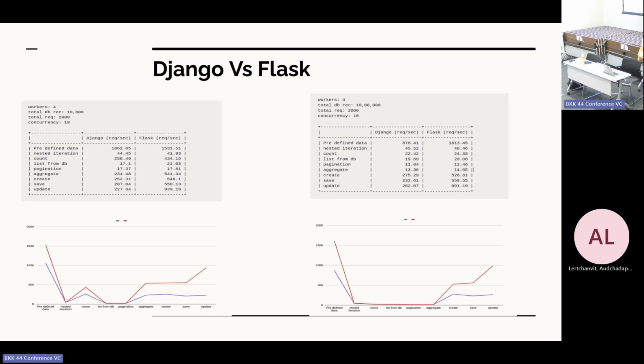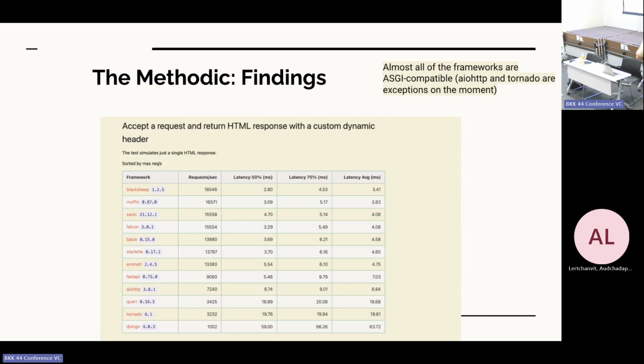When we look at the Django performance table, we can just remember that Flask is within this range. So I found a website called Methodic, which does these tests. We can find a lot of results with a lot of tests. They did have a note that almost all of these frameworks are ASGI compatible. AIOHTTP and Tornado are exceptions at the moment. I'm not sure about that, because they have it listed. Maybe they just didn't run it. The first test is accepting a request and returning an HTML response with a custom dynamic header.